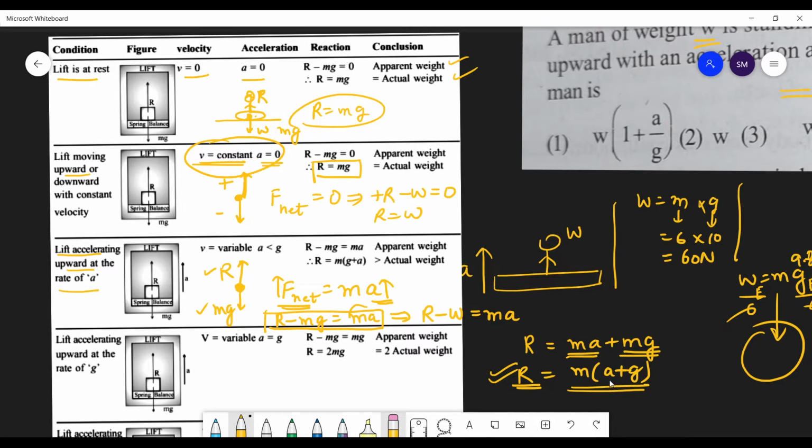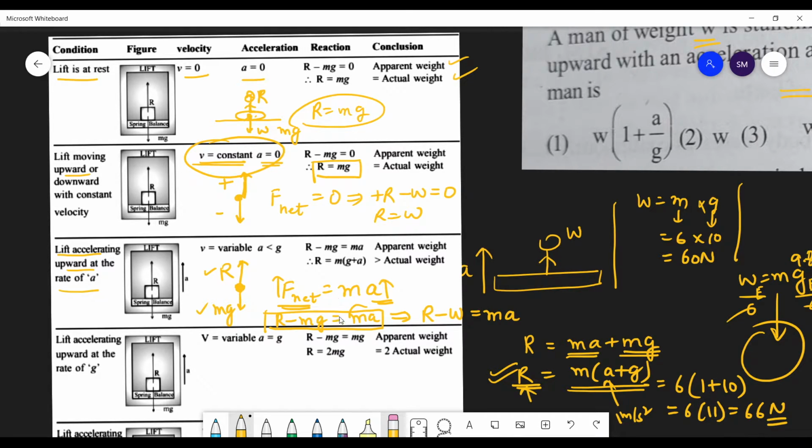But if the lift is moving in upward direction with 1 meter per second square, students, then what will be your apparent weight showing on the machine? That will be 6 into acceleration 1 meter per second square plus 10. So 6 into 11, that is 66 Newton. So this will be your apparent weight. So your apparent weight increases by 6 Newton.